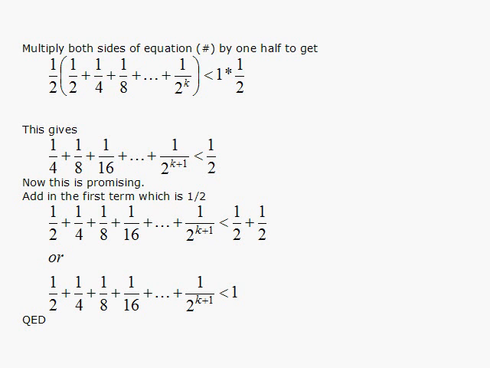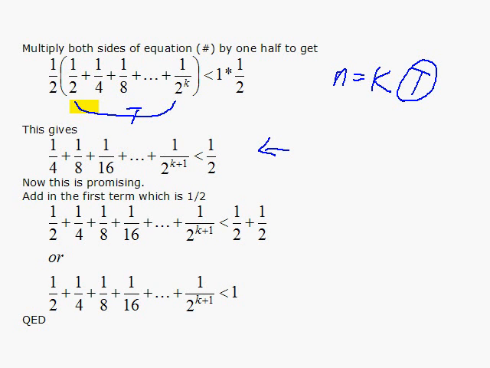At this point, I've reproduced the equation that I had on the other page. So what I have here is the statement that I know to be true. This is the n equal k statement that I assumed to be true. I multiply both sides of it by a half, and I get this statement, because 1/2 times 1 over 2 to the k would be 1 over 2 to the k plus 1.